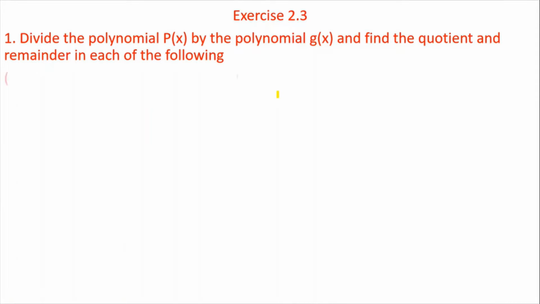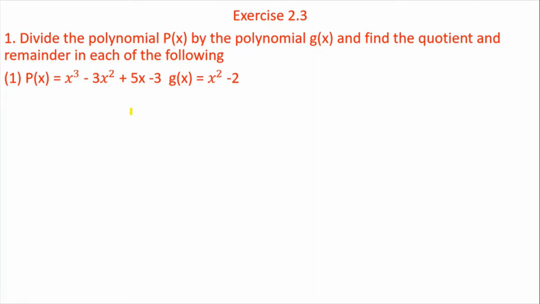First problem. p of x is equal to x cube minus 3x square plus 5x minus 3, and g of x is equal to x square minus 2. So here the dividend is a cubic polynomial and the divisor is a quadratic polynomial.